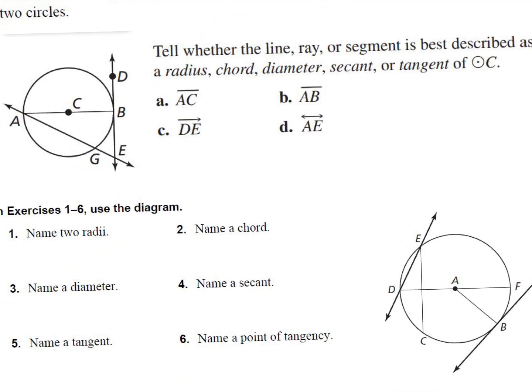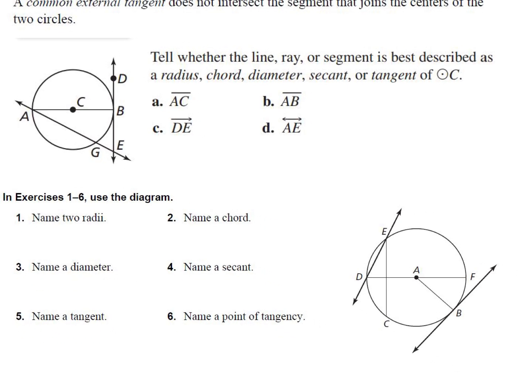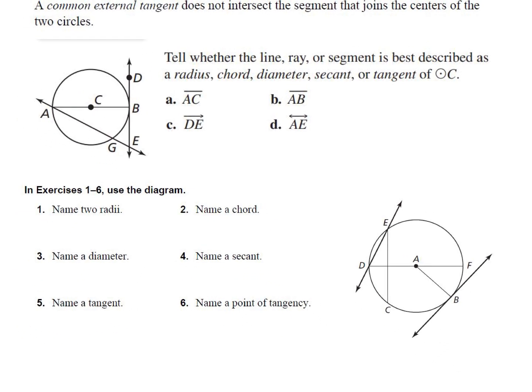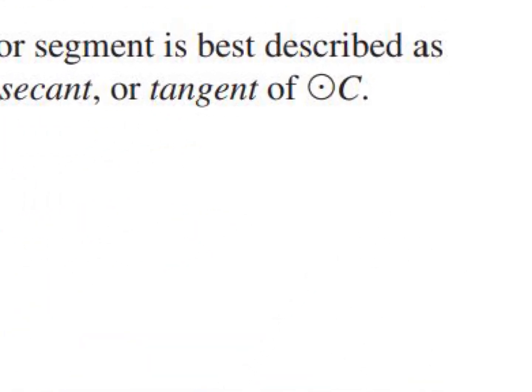Let's go about halfway down, and let's do this part first. It says, tell whether the line, ray, or segment is best described as a radius, chord, diameter, secant, or tangent of circle C. First thing we want to make note of is that we have that symbol. That's the circle symbol. If you're naming a circle, you'd always draw that little symbol, just a circle with a dot in the middle. The point you use is the center point. So if I'm naming it, I always find the point that's in the center, whatever that label is, and that's the letter I use to name it.